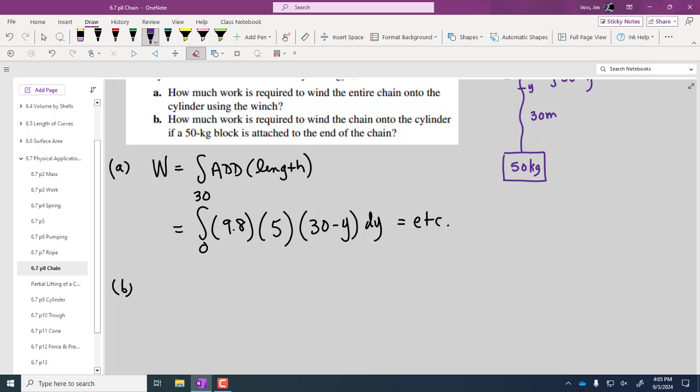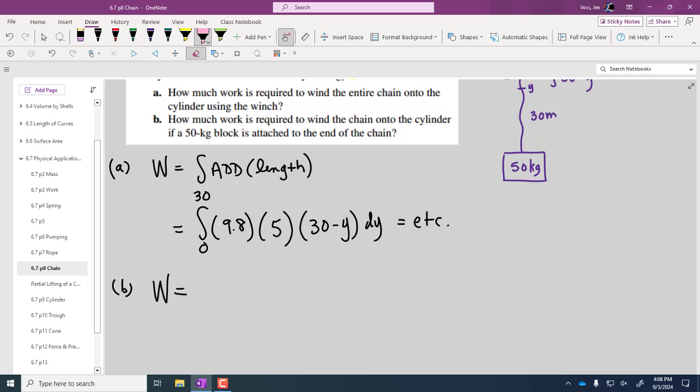This whole thing is being lifted up. You think of it as a point mass. You don't have to separate it into little slices. So if you just take this 50 kg block and lift it, it's going to be mass times gravity times height or distance traveled. So what we're going to do in part B is take this whole thing, which is for winding up just the chain, and add as a separate problem how much extra work is done if you have to lift a block 30 meters. So it's going to be whatever this is.